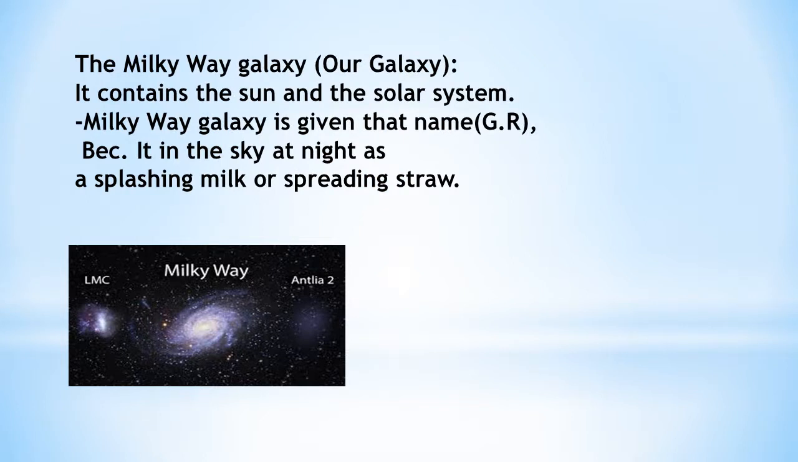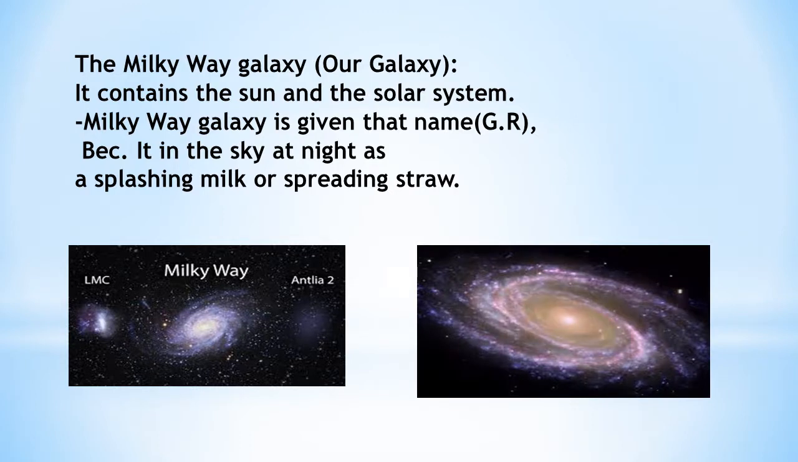What is our galaxy? Our galaxy is the Milky Way. The Milky Way galaxy is given that name, give reason, because it appears in the sky at night as a splashing milk. It contains the sun and the solar system. It is one of the spiral galaxies, so its shape is spiral. It contains all the stars we see at night in the sky, and the sun is one of millions of stars in the Milky Way galaxy.